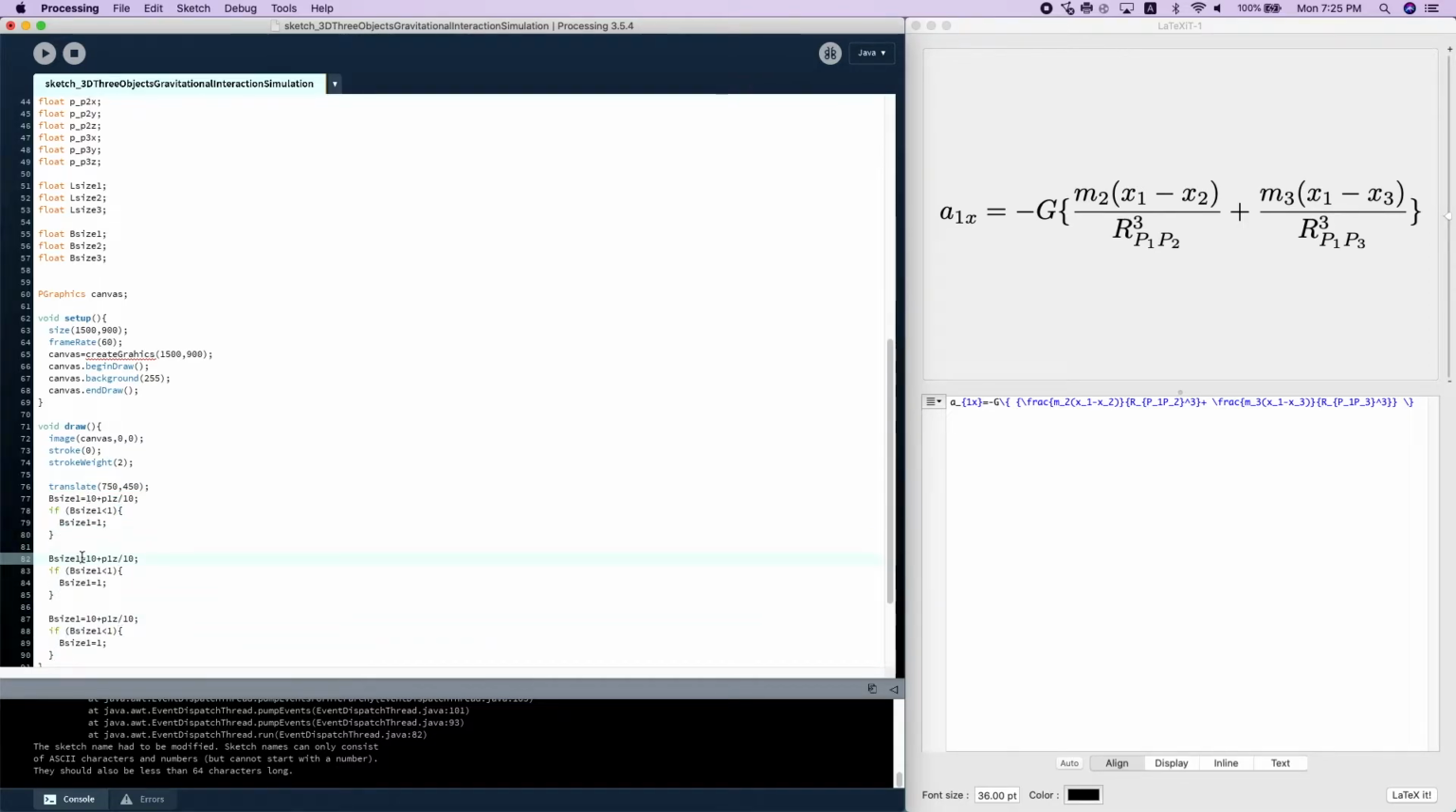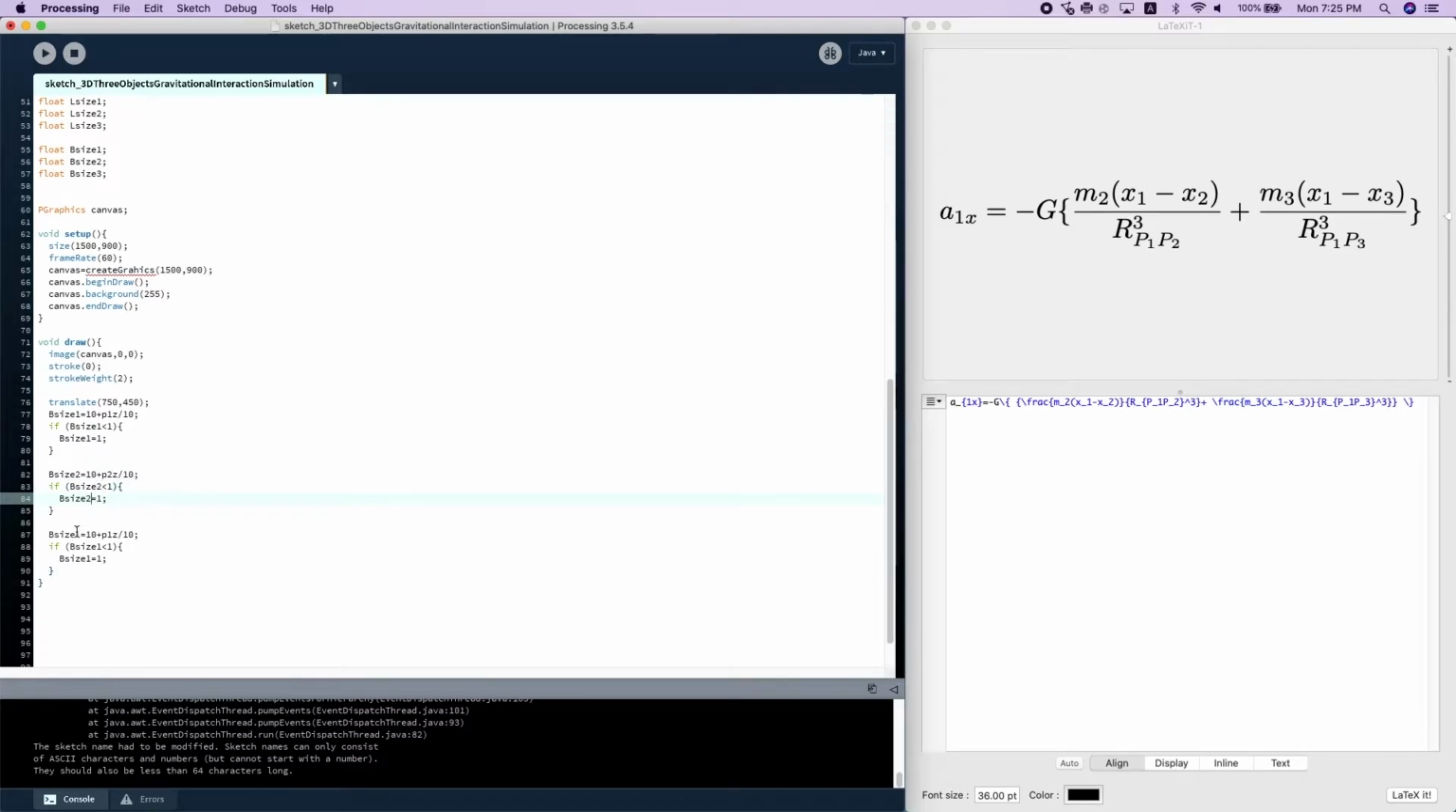So ball size 2, again, we have 10 plus p2z divided by 10; if ball size 2 is smaller than 1, ball size 2 equals 1. Ball size 3 is 10 plus p3z divided by 10; if ball size 3 is smaller than 1, give a value of 1. Simple.